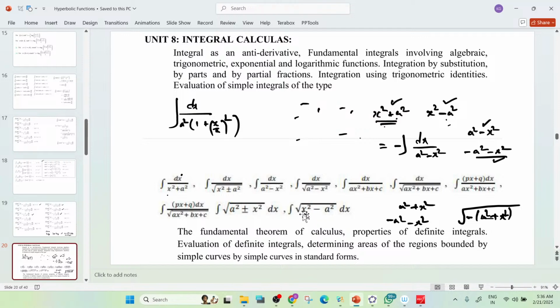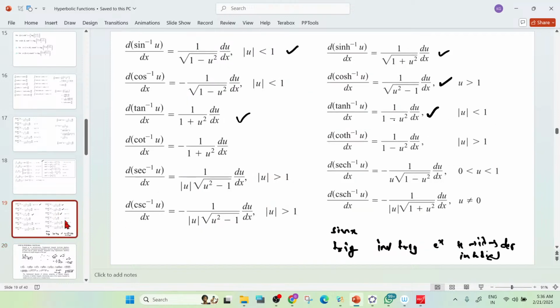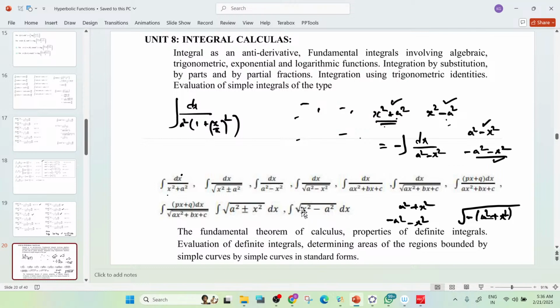Yes, sir. So I'm trying to do some formula. Okay, just tell me the formula. Does it involve cos h inverse? Or tell me the complete formula for just root x square minus a square. This integral, they would have given some formula, right? What exactly is the formula?